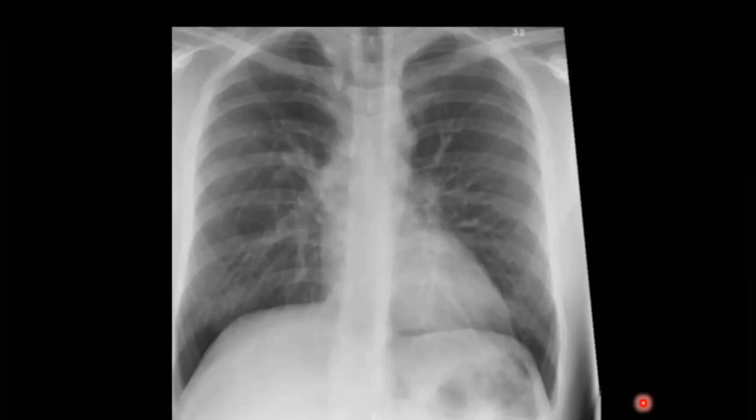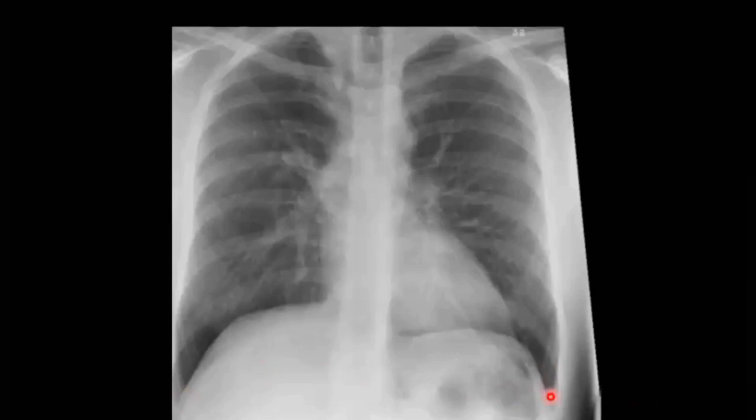So is this a normal X-ray? So far, I'm unable to detect any abnormality, sir. So basically now you have to go to the systematic approach, right? Right, sir. So we start with the parenchyma, with the abdomen. Do you see anything?